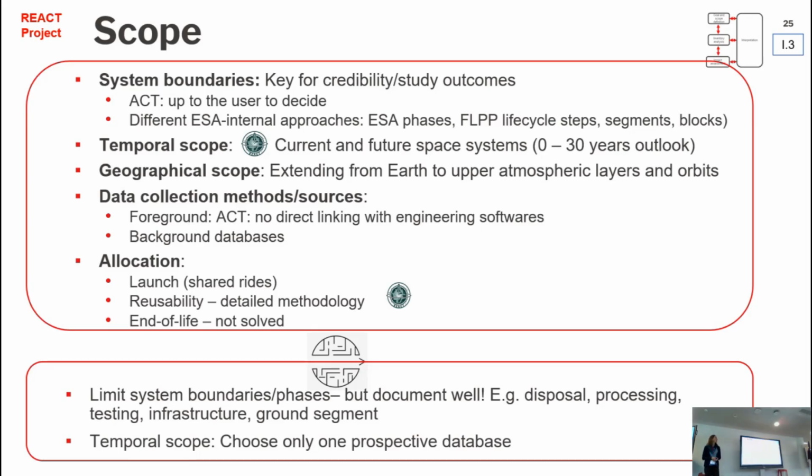So for example, FLPP has life cycle steps for a full mission. ISAE also gives so-called phases, and in the user manual and in the background documentation, we show all these system boundaries to you, and you can, as a user, choose them yourself. Then the temporal scope, as implemented in ACT, is that you can do LCA of current systems, but also future systems up to 2050. The geographical scope, again, we extend from the Earth ground to higher atmospheric layers and orbits.